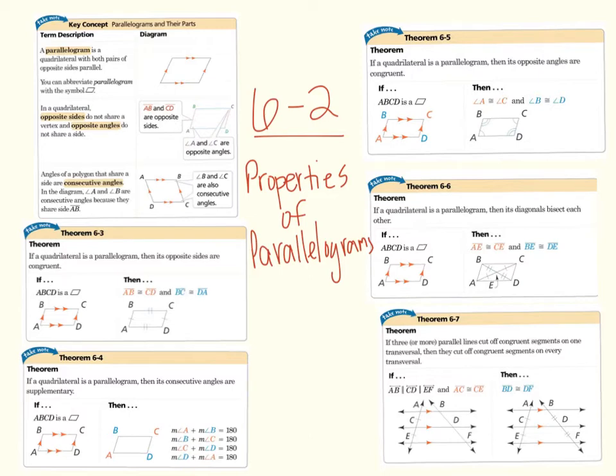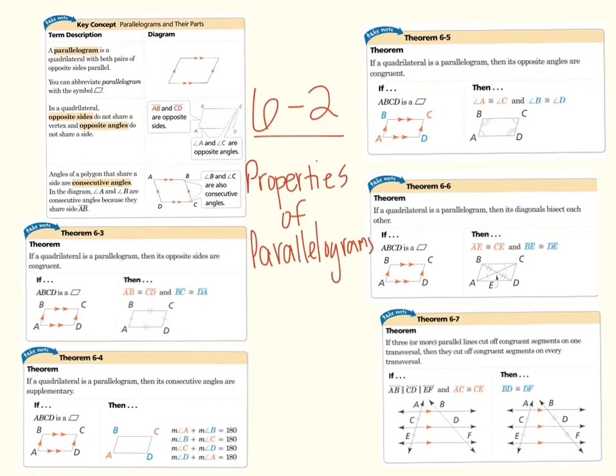Just some vocabulary. Opposite sides are sides that do not share a vertex. And then opposite angles are angles that do not share a side. So in the picture to the right, BC is opposite AD, BA is opposite CD, and then angle B is opposite angle D, angle A is opposite angle C.